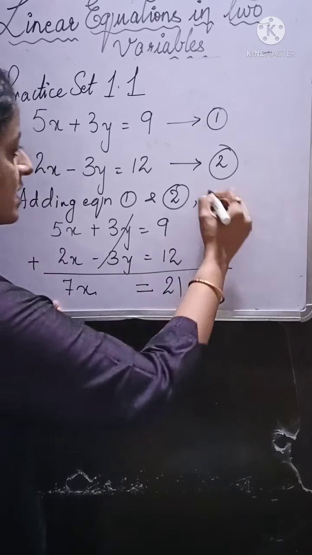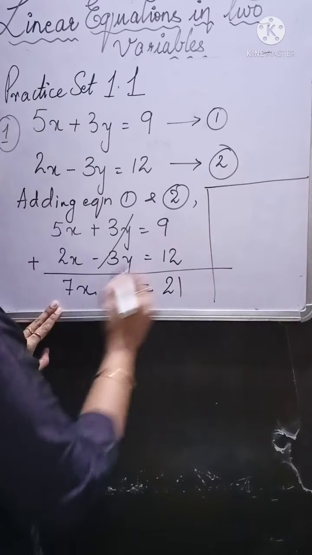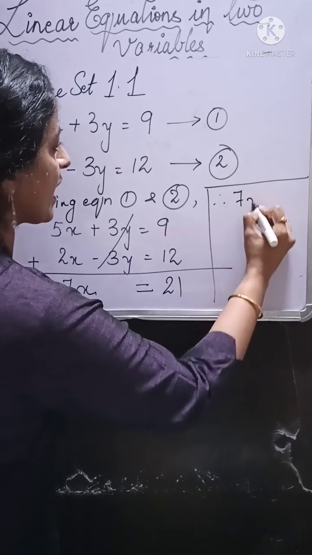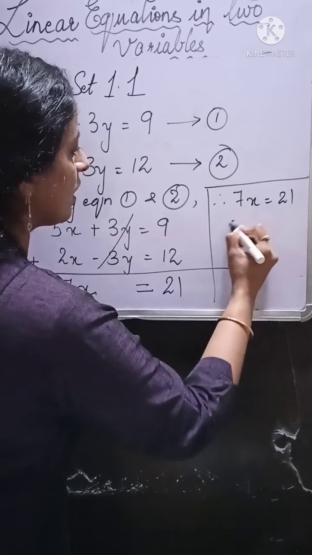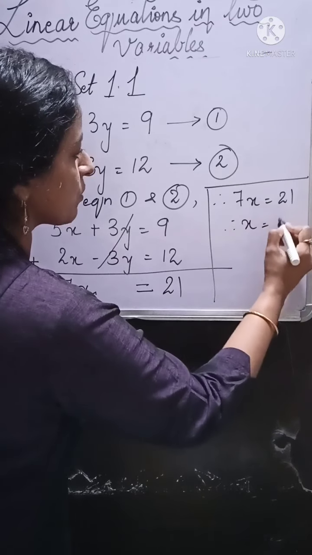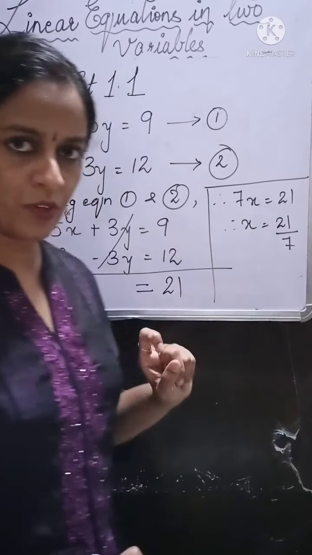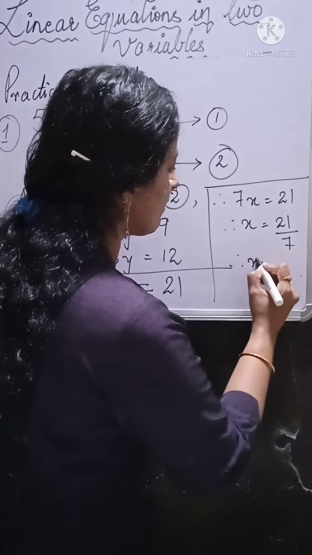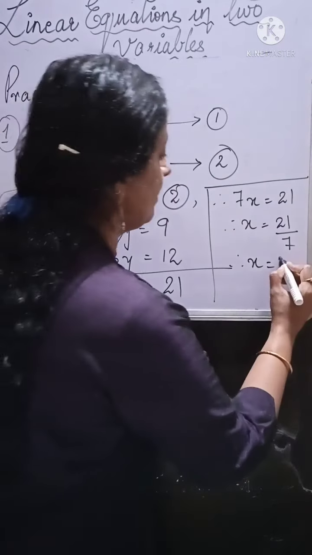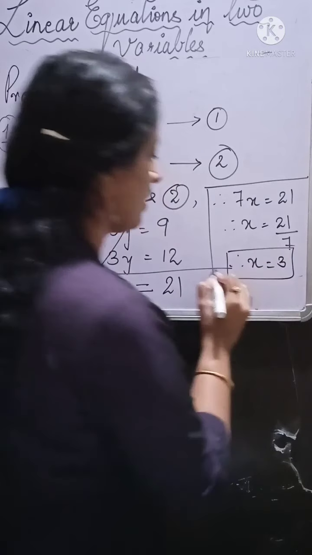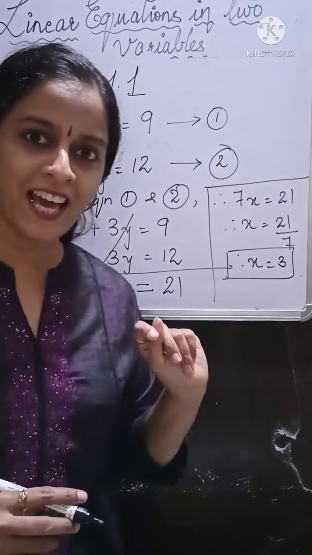So what will be x? Remaining part I'll solve here. So therefore you got 7x is equal to 21. What will be x? x is equal to 21 upon 7. 7 will come down. 21 upon 7. 7 how much are 21? 7 3s are 21. So you got the value of the variable x.